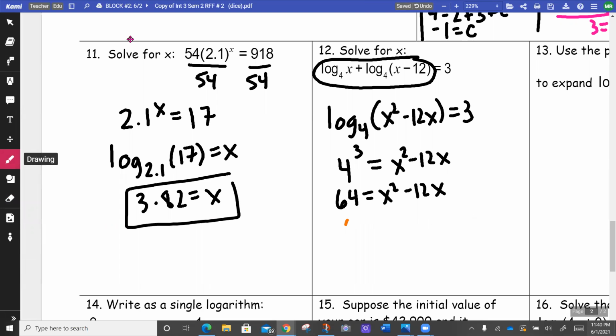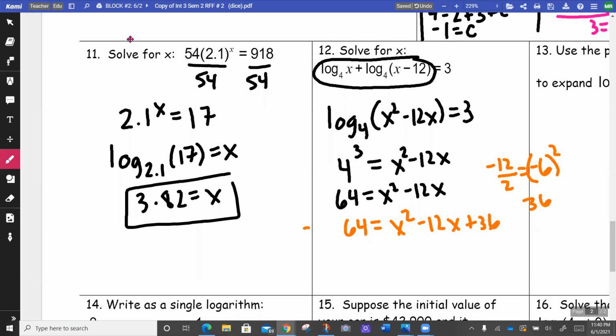Okay, so I'm going to have 64 here. This is x squared minus 12x. And then I'm going to take half of negative 12, which is negative 6. And then I'm going to square that. And when I square that, I get a 36. So I'm going to add 36 here, and I'm going to add 36 here. And so I'm going to end up with 100 is equal to x minus 6 squared.